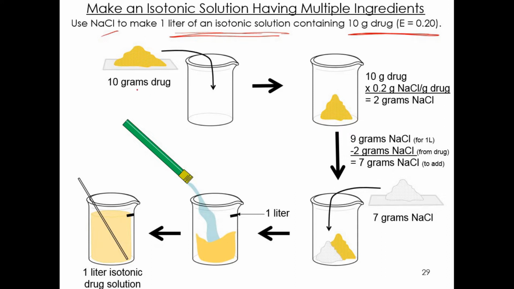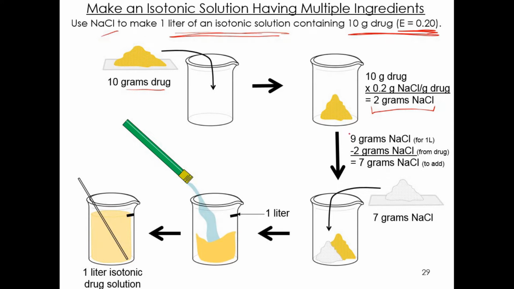Well, we could start out by putting our 10 grams of drug into the container, and we would use the E value to ask how many grams of NaCl this would represent in solution, like how many particles of NaCl this would represent. So we would do that by multiplying by the E value, and we would see that the 10 grams of drug with an E value of 0.2 equals 2 grams of sodium chloride.